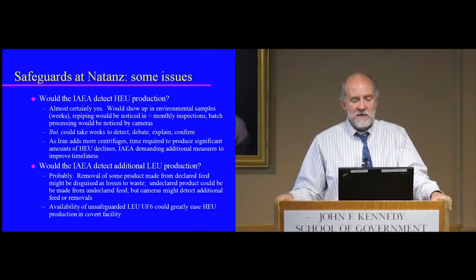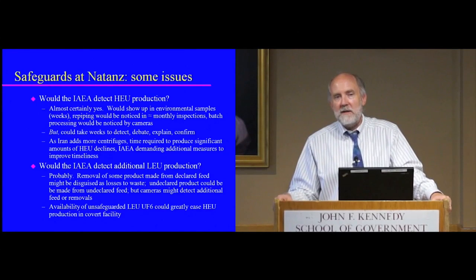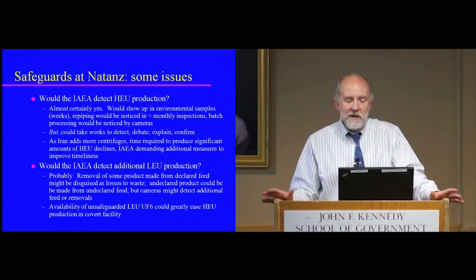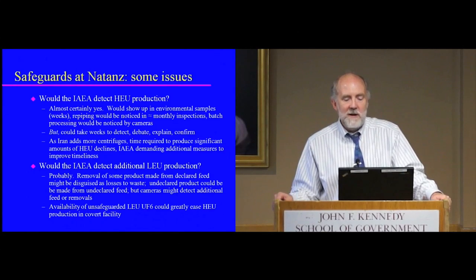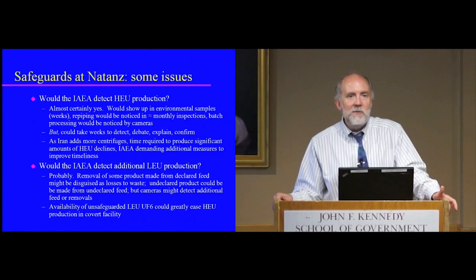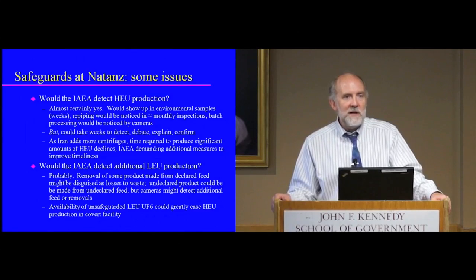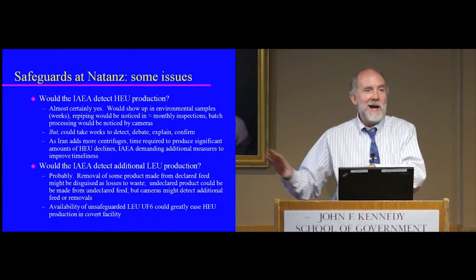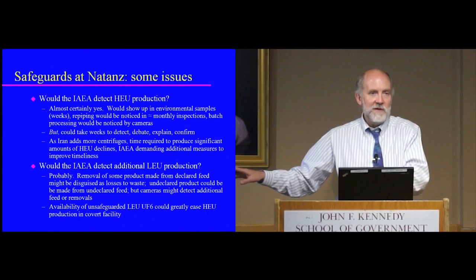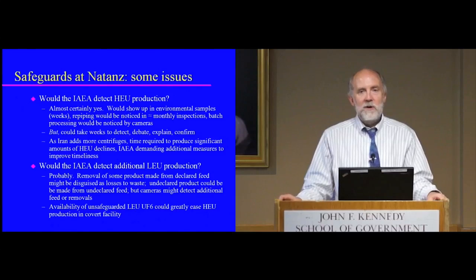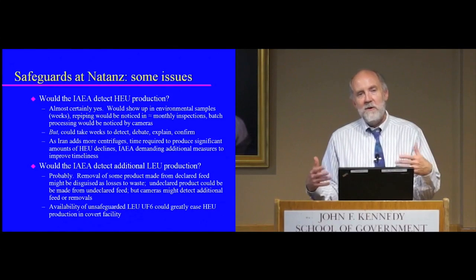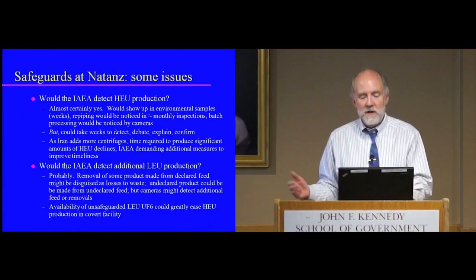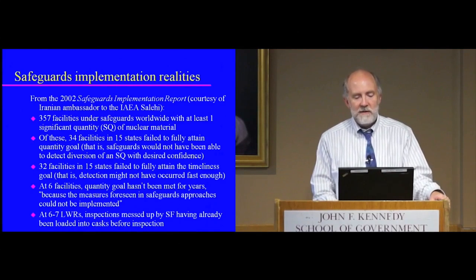So that's one concern. Would the IAEA detect additional low-enriched uranium production at Natanz? There, I think the answer is probably, rather than almost certainly. And LEU might be useful to Iran because if they had a secret stock of low-enriched uranium, then they could use that at a secret facility to produce highly enriched uranium. Whereas if all their low-enriched uranium is under safeguards, then somebody would notice if they took it away from safeguards to use it at a secret facility.